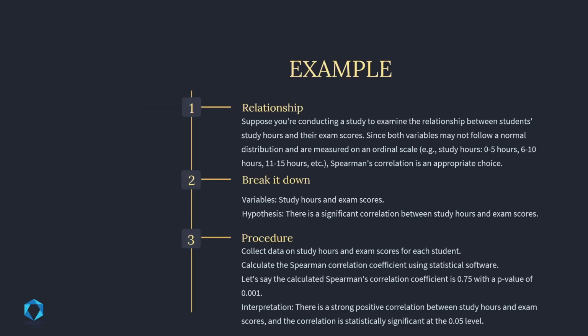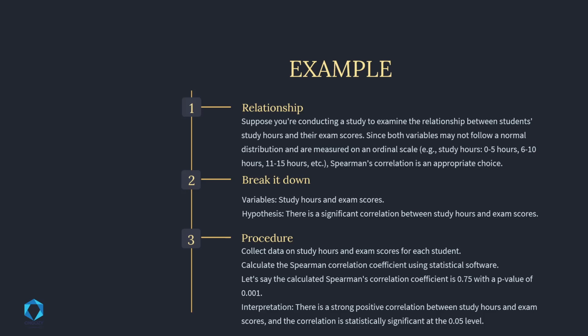Let's demonstrate with an example. When you are looking at the relationship, suppose you are conducting a study to examine the relationship between students' study hours and their exam scores. Since both variables may not follow a normal distribution and are measured on an ordinal scale, e.g. study hours, 0 to 5 hours, 6 to 10 hours, 11 to 15 hours, etc., Spearman correlation is an appropriate choice.